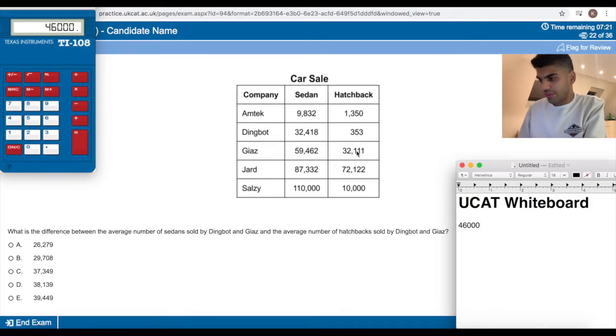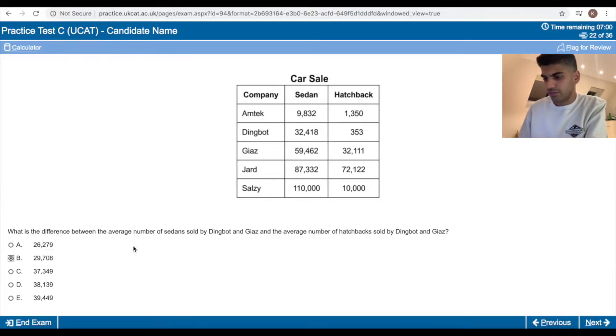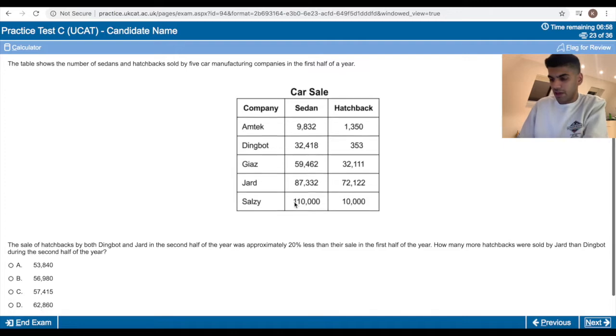46,000. And then the number of hatchbacks is roughly 32,500 roughly, divided by 2, which is 16,250. So we've got 46,000 minus 16,250, which equals 29,750. So we've estimated it'll hopefully be that answer.